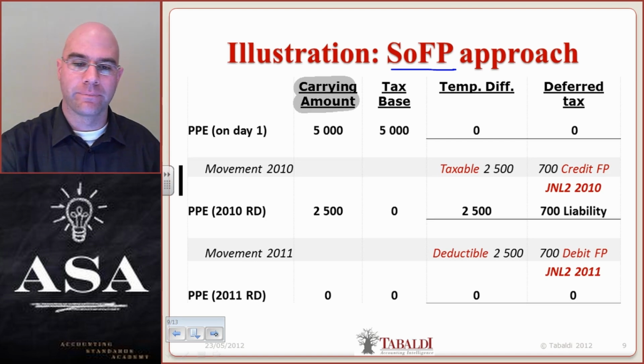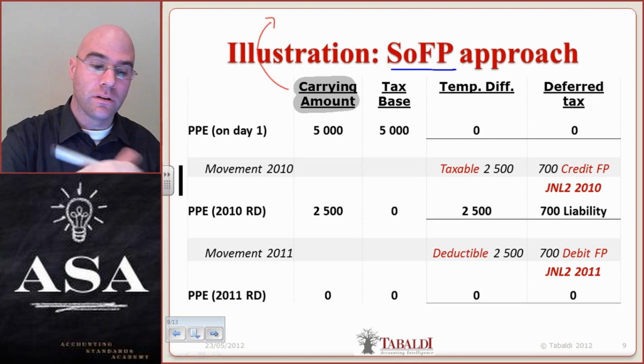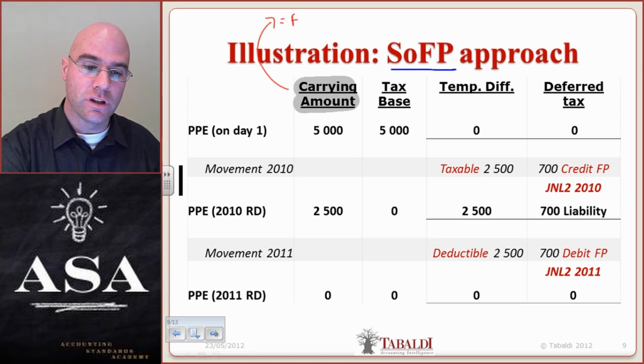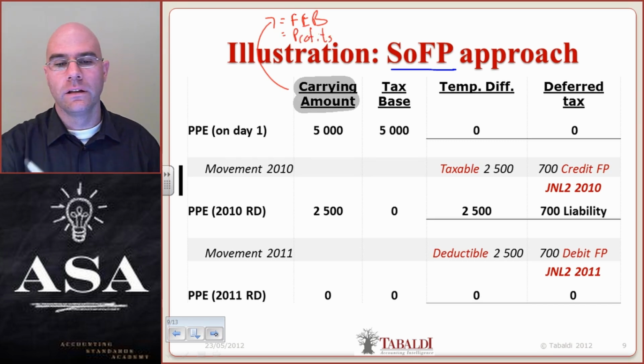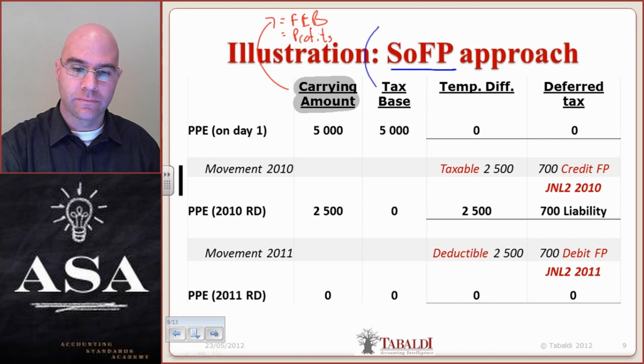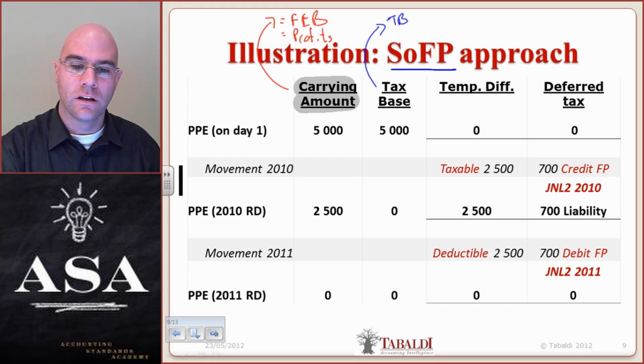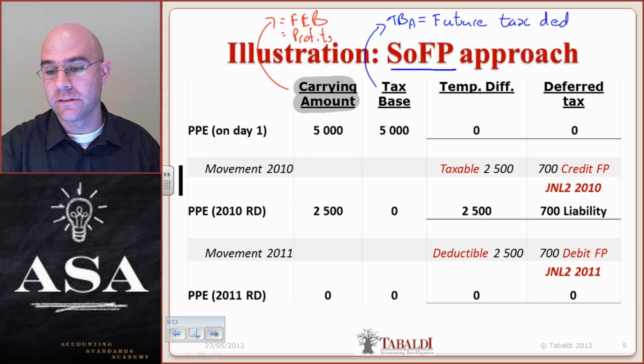First column, carrying amount. Carrying amount, well, of PPE, as we discussed earlier, that is representative of the future economic benefits, which equals the future profits. Then, my tax base. Well, I'll deal with definitions of tax base in a separate lecture, but take it for now that the tax base of an asset is equal to the future tax deductions. My wear and tear or capital allowances.